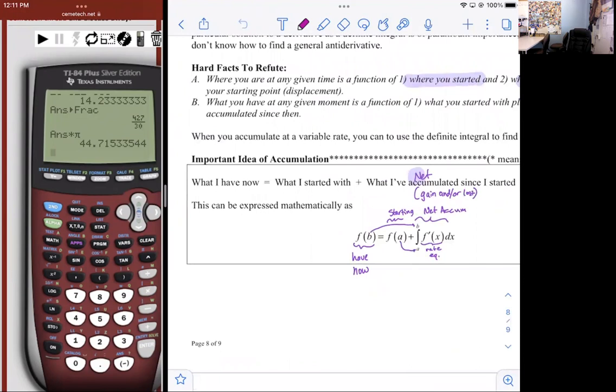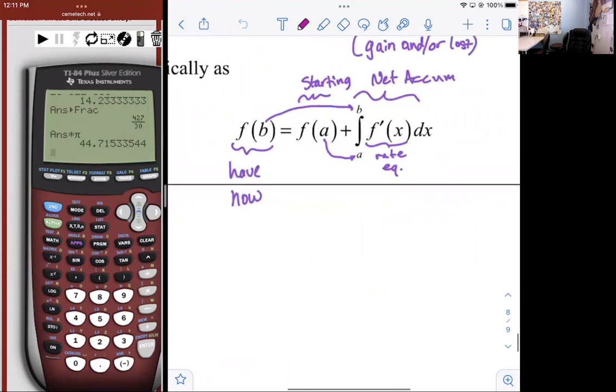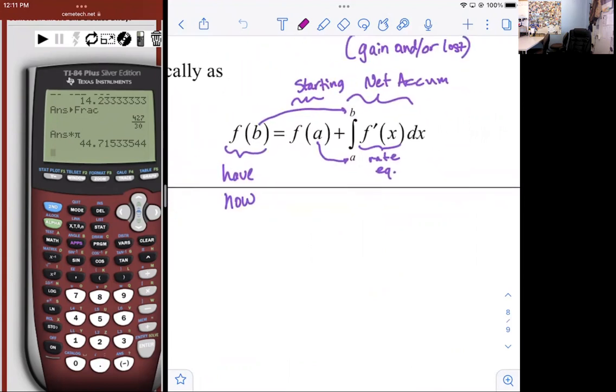What you have now is a function of what you started with plus your net accumulation over that interval. So that's what this is right here. F of B is F of A plus the integral from A to B of your rate equation F prime. And it's important that these values line up, right? F of A is your starting value. It doesn't have to correspond with zero, but it is your starting value, or something that you know about the original function at a given time. It corresponds with the input on the bottom. And B is what you're trying to get to, the upper limit of integration.